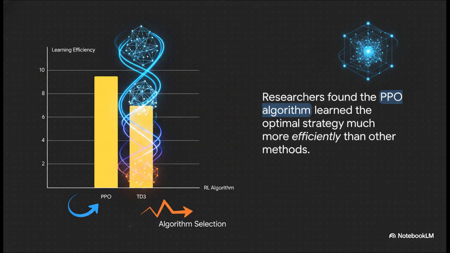PPO is often a great choice for these kinds of problems because it tends to make safer, more stable updates. And that's exactly what you want when you're controlling a very expensive, very real piece of equipment. You don't want the AI making wild, random guesses. It just goes to show how much algorithm selection matters in the real world.